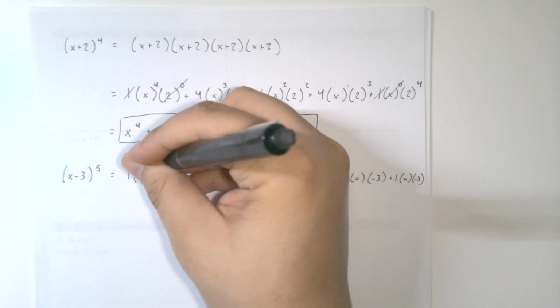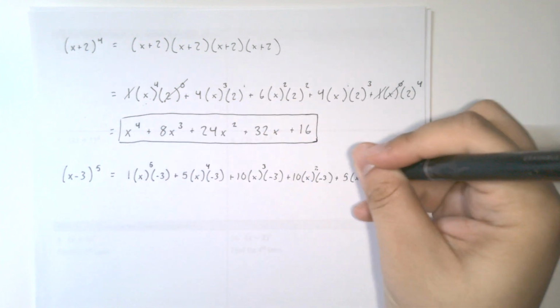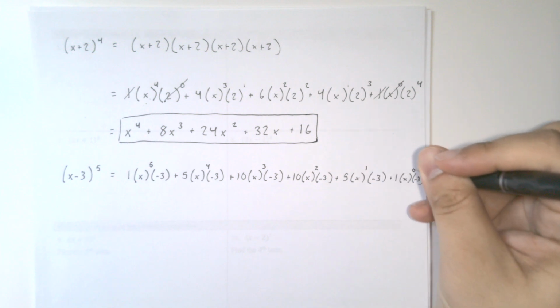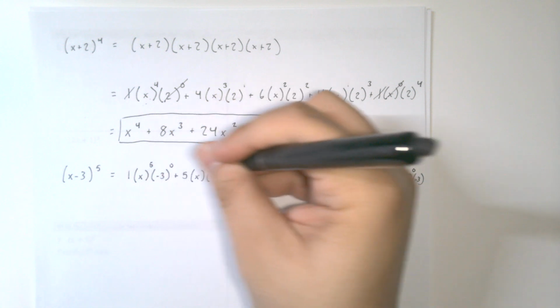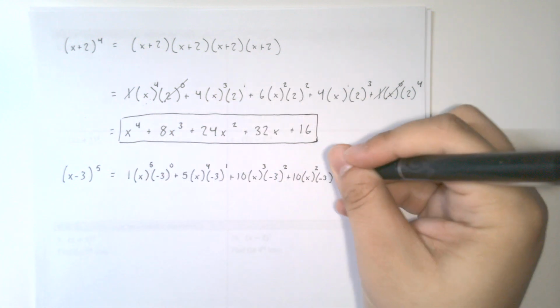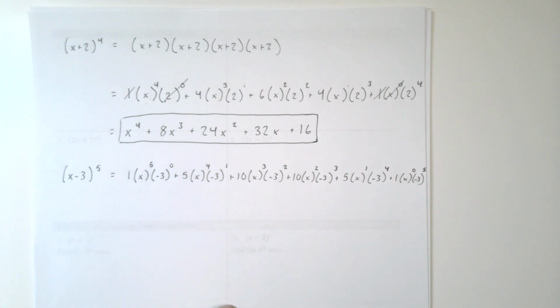And then with a, we start with a power of 5: 5, 4, 3, 2, 1, 0. And then b, we start with 0 and count up. So we have 0, 1, 2, 3, 4, and 5.